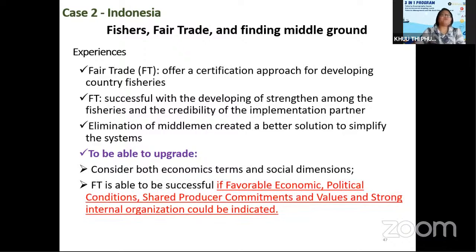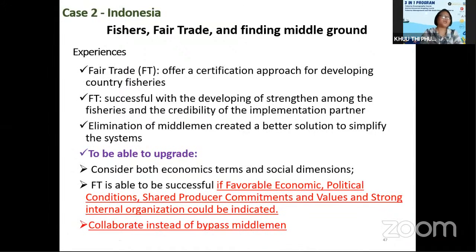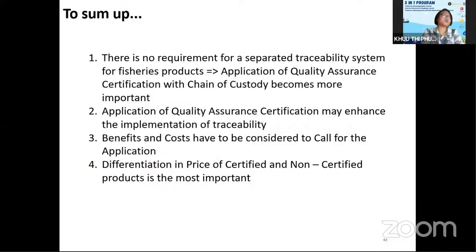Actually, if you want to apply the certification, you have to consider both economic terms and the social dimension. And fair trade can be successful only if we consider the economic and political conditions, shared producer commitments and values, and strong organization and collaboration.